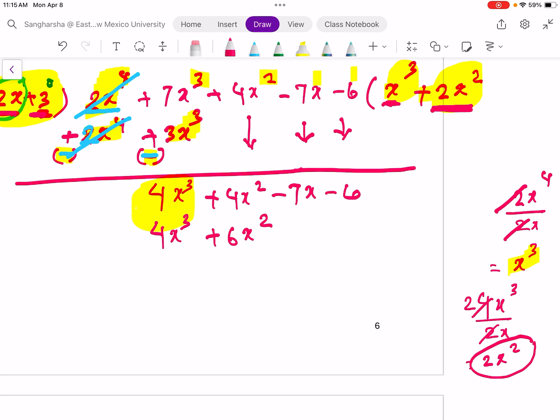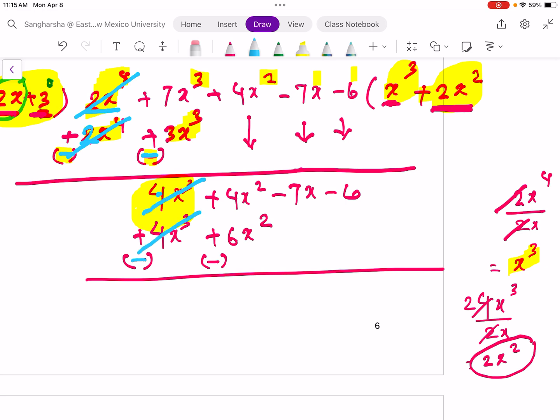Now you change sign. So 4x cube is positive, so we change it into negative. 6x squared is positive, we change it into negative. Now we simplify. So positive 4x cube, negative 4x cube. You're going to use a new sign. So this is 0. 4x squared, negative 6x squared, and this is negative 2x squared. Now you drop the remaining terms. So negative 7x, negative 6.